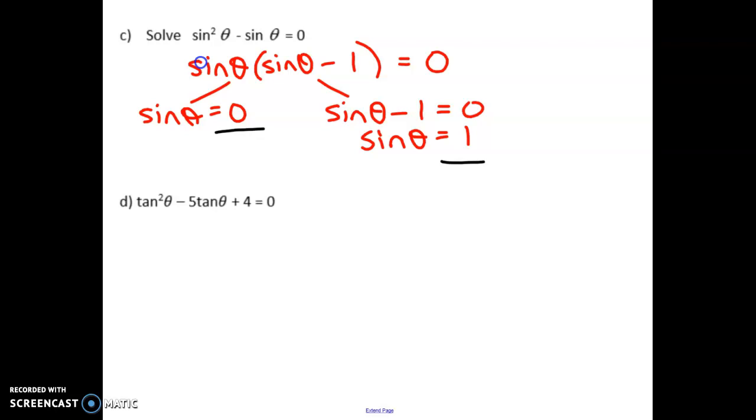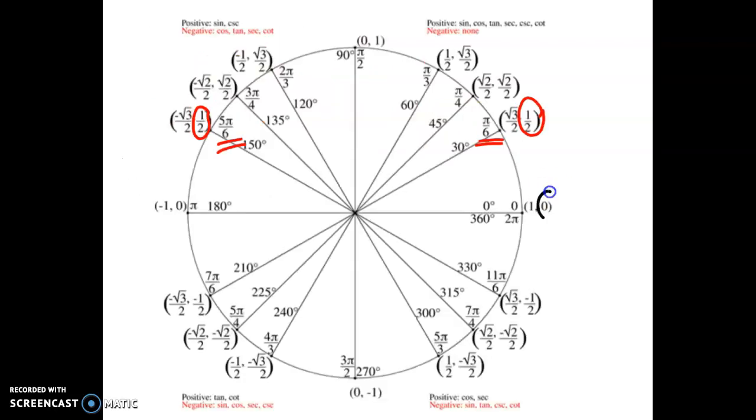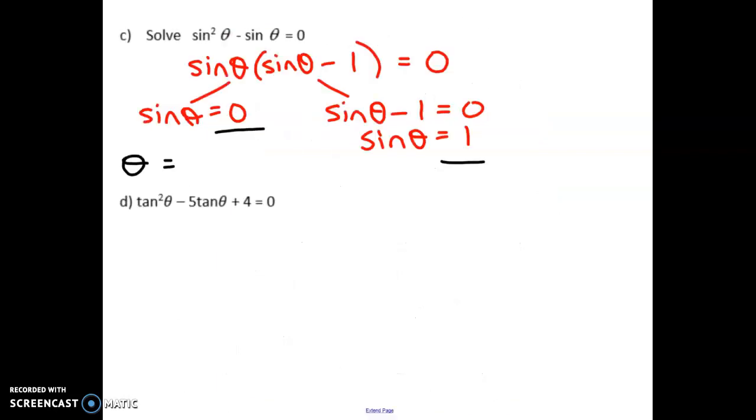So my options for where sine is 0 are: here sine is 0, and here sine is 0, but then also at 2 pi, it's 0 again, because remember, you're taking one full loop, including 2 pi. So we'd say that theta equals 0, pi, and 2 pi.